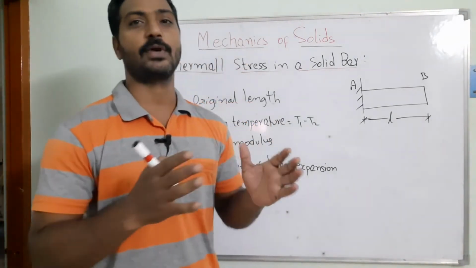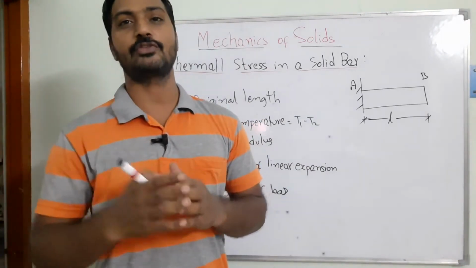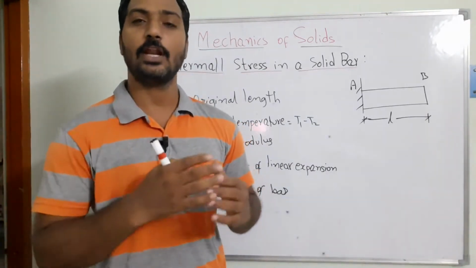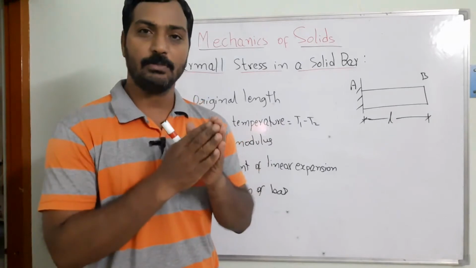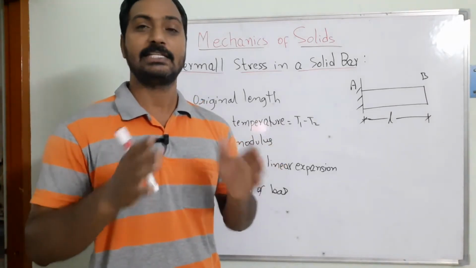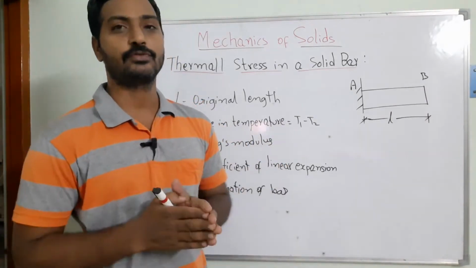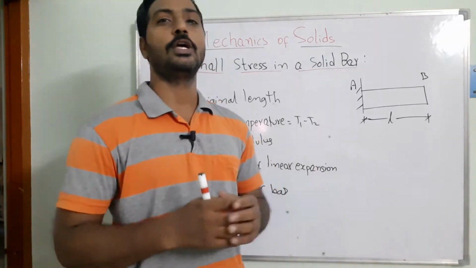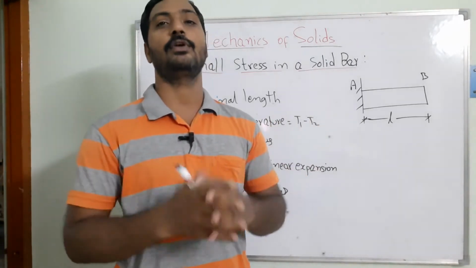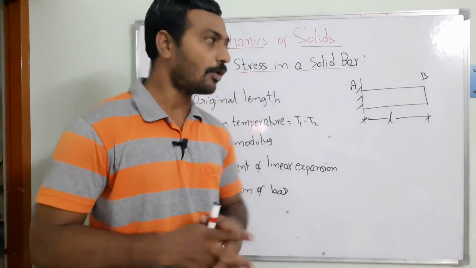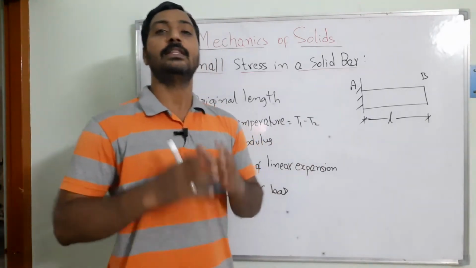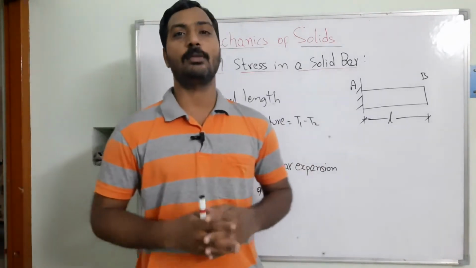If the temperature is rising from room temperature to a high temperature like 60, 70, 100, then automatically the solid material will start elongating. Similarly, when the temperature is reducing from room temperature to below, what will happen? That material will start contracting. On that basis, we have to design the engineering structure so that it can withstand this.